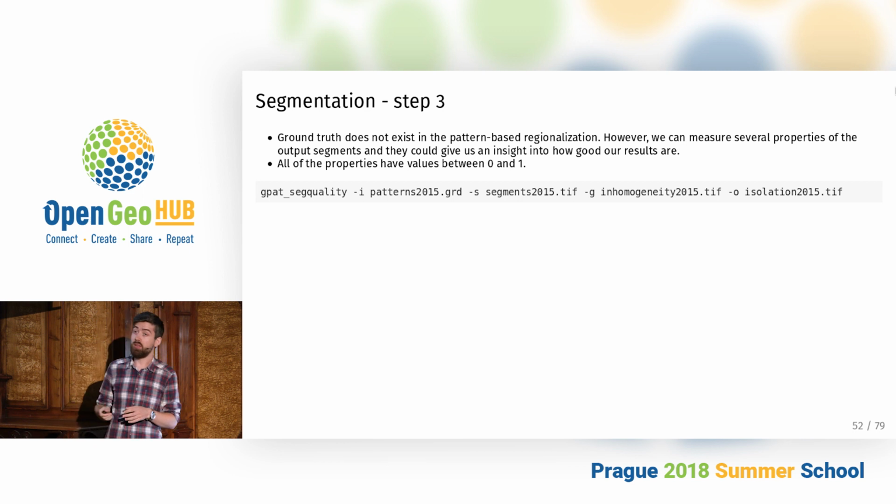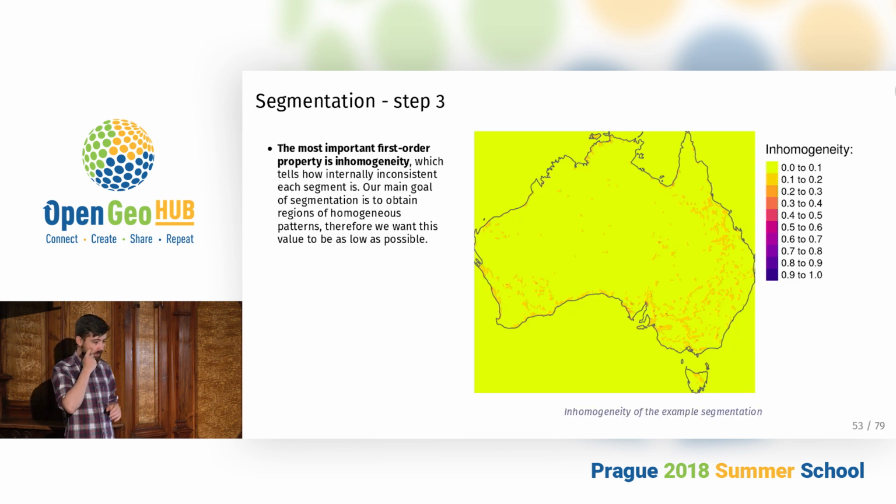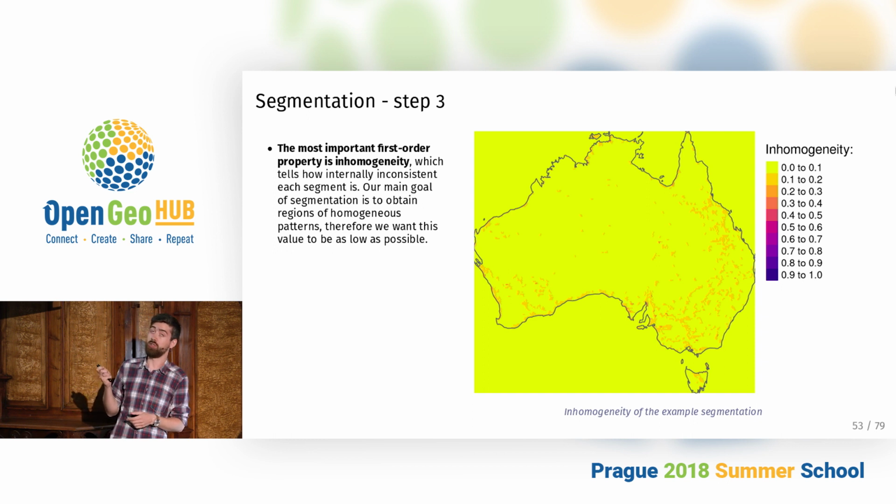Okay, so I mentioned that there is no ground truth, but still you can calculate some quality statistics on the data. We've got a module called GeoPAT seg quality. This module calculates summary maps of our results. The first map it calculates is inhomogeneity. And this is the most important property of a pattern-based segmentation, because we want to have homogeneous regions. That's our goal. So we are looking for having this value as low as possible.